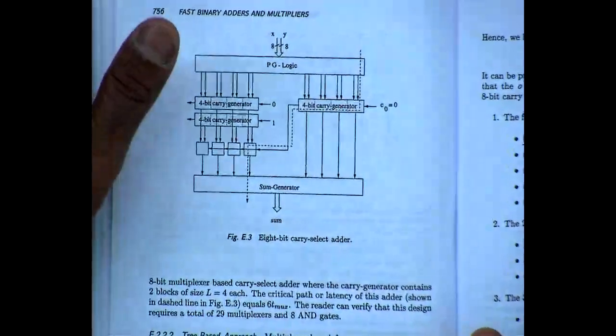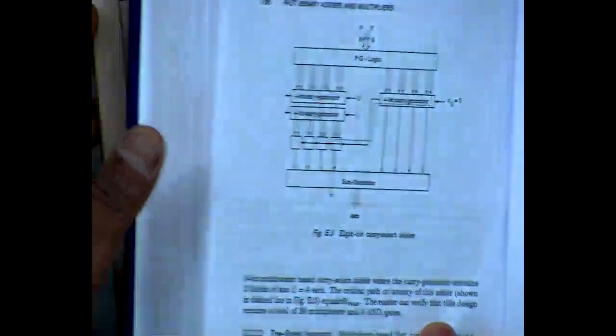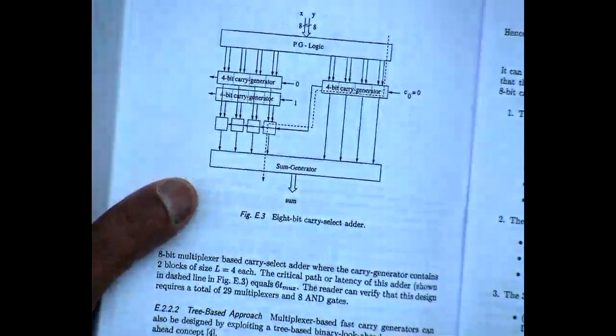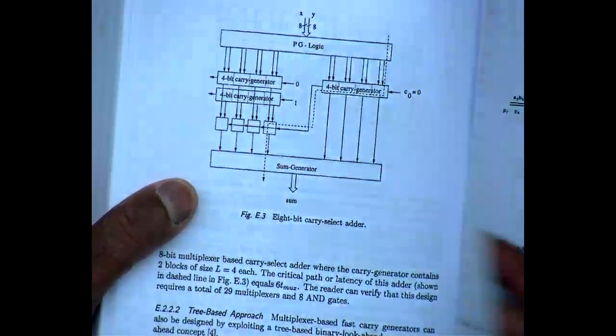Okay, so the fast binary adders are the so-called tree adders. The tree adder is based on the binary look ahead idea.